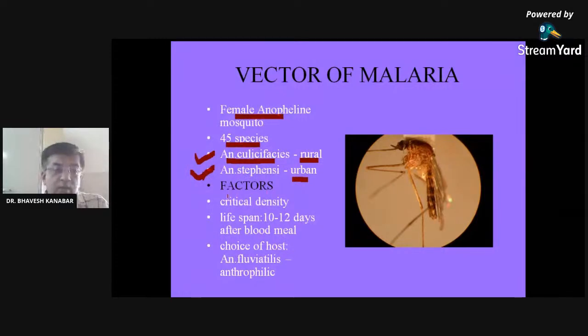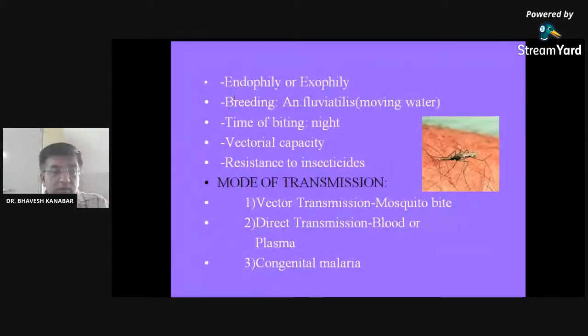Right? Factor density, if the density is more, then critical density is there in our area. Lifespan is 10 to 12 days after the blood meal. Choice of host, it is anthropophilic, right? So just remember here to name only this. So breeding place is here moving water for all these Anopheles. Clean water, rather we can say that clean water is the breeding place where they lay their egg. Anopheles mosquito lays its egg in clean water.